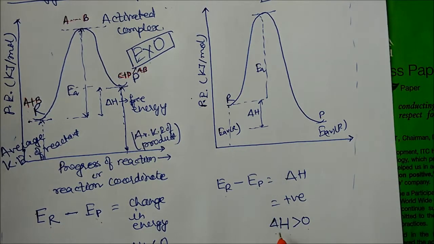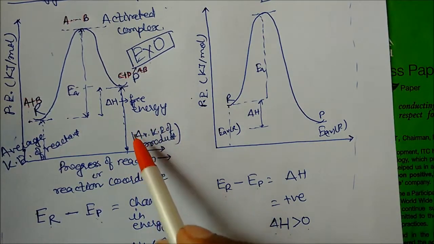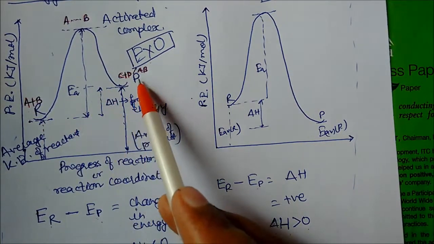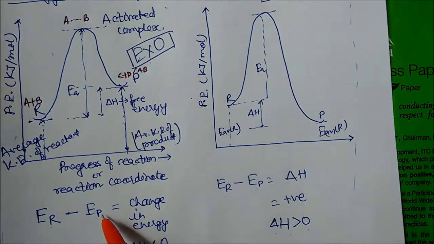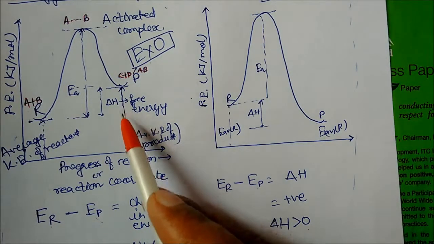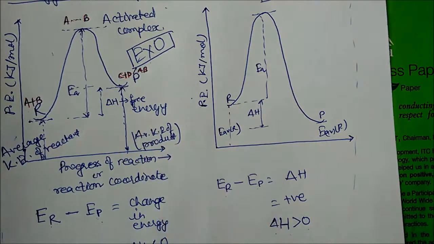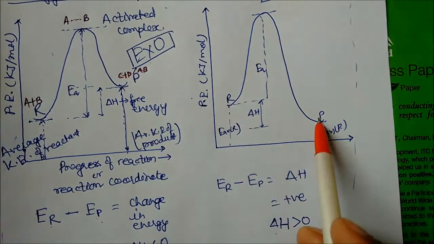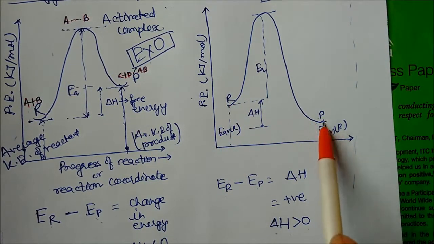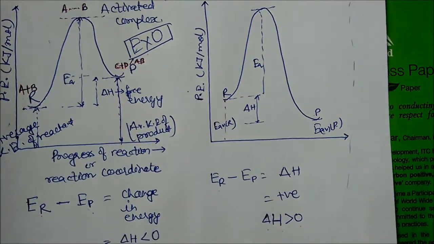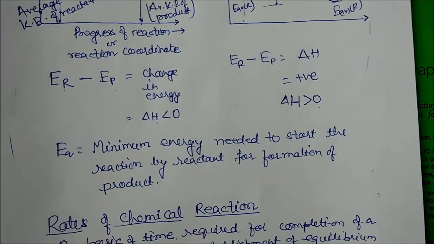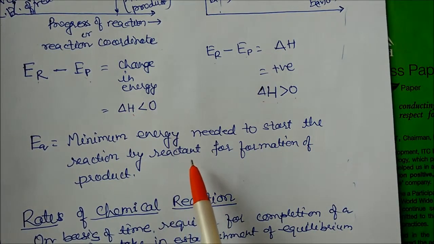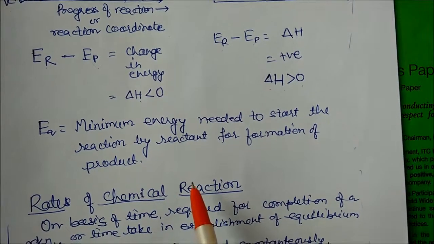So here this delta H is nothing but what we are calling free energy. The difference between this and this, ER minus EP, is called free energy. So this free energy we are seeing in terms of exothermic or endothermic energy. Here the graph is down, meaning the average energy of the product is less; here the average energy of the product is more. So now what is activation energy? I have said just now, it is the minimum energy needed by the reactant to start the reaction for formation of product.